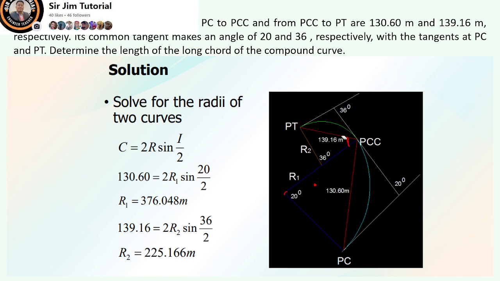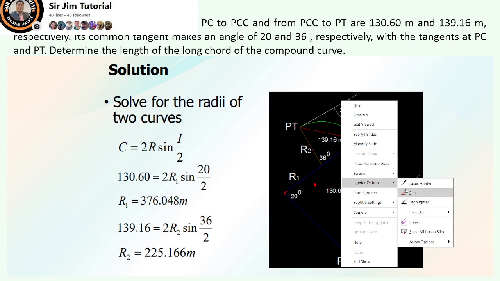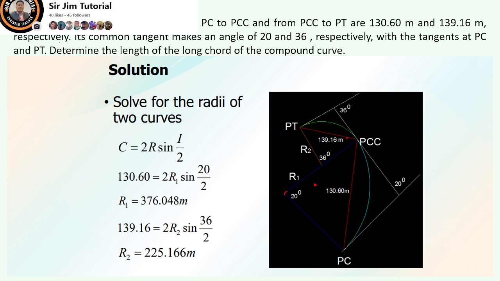What are the important components, like the radius? The first radius and the second radius. C is given, and then you have here the first, our PC is going here. So the first angle that you're going to consider, this is the radius, right? This is R1, and this is R1. It's given here. So we have the formula that will give you this chord from PCC to PC. This is C. This is the formula, 2R sine I over 2.